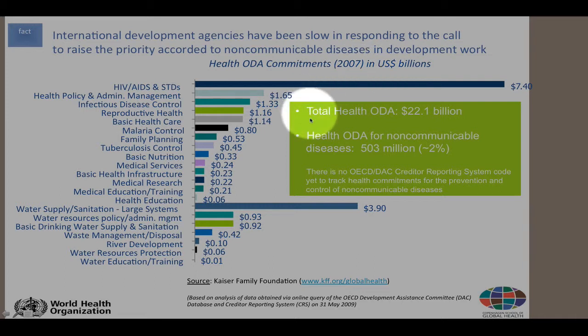resource, whereas NCDs are actually not showing up, because they are within the OECD, not under a separate heading. So it's quite difficult to track their progress, but as an estimate, 500 million out of this 22 billion was estimated to be given to NCDs, which is around 2% for a condition which is 2/3 of the global mortality.